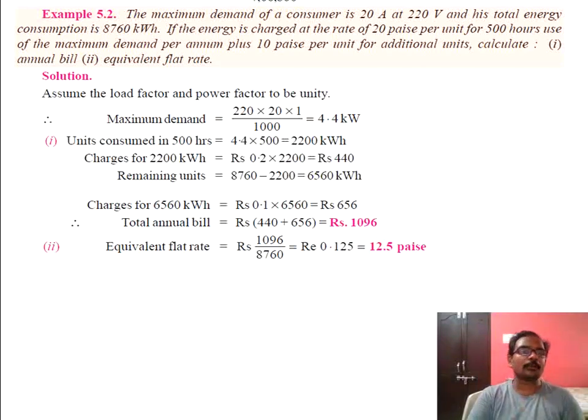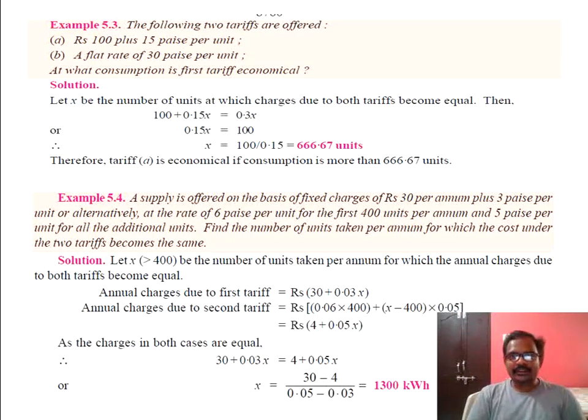Now let's do the third problem. The following two tariffs are offered. Tariff number 1 is rupees 100 plus 15 paise per unit. It is a two-part tariff, 100 rupees plus 15 paise per unit. And the second tariff is a flat rate of 30 paise per unit. At what consumption is the first tariff economical? That means, what is the number of kilowatt hours we have to consume so that the first tariff will be economical.